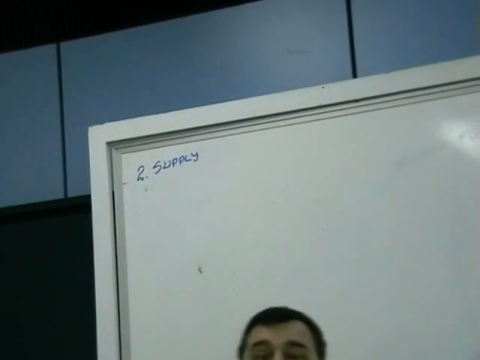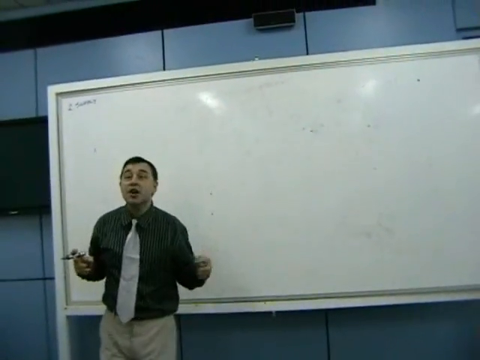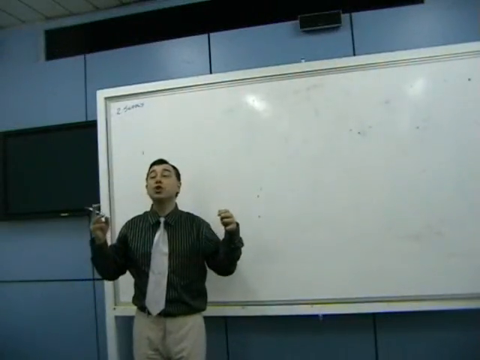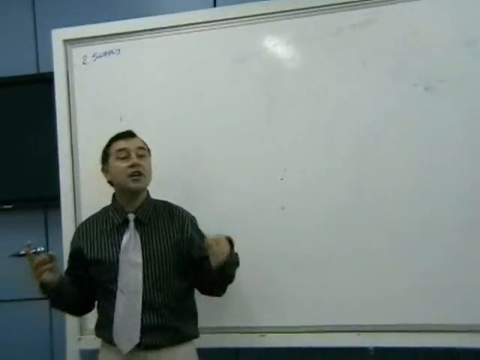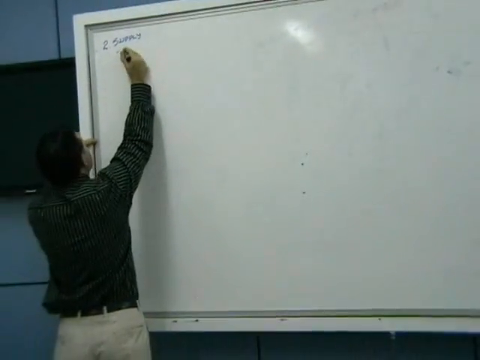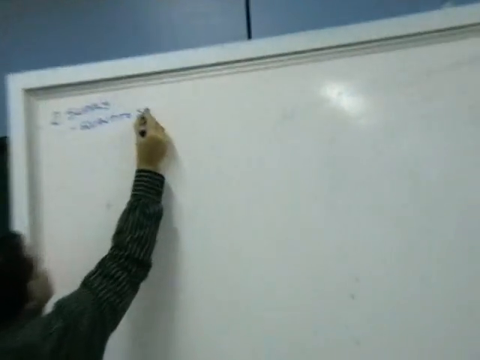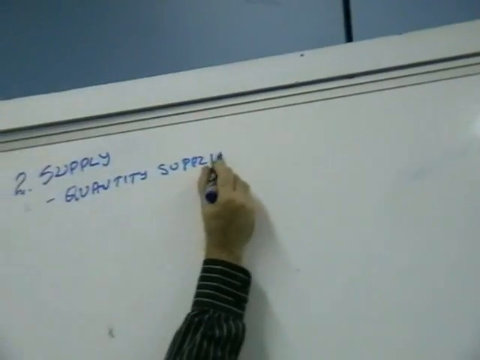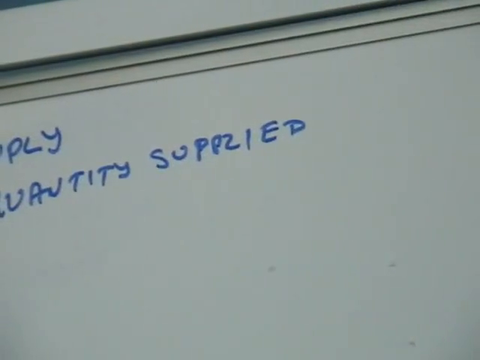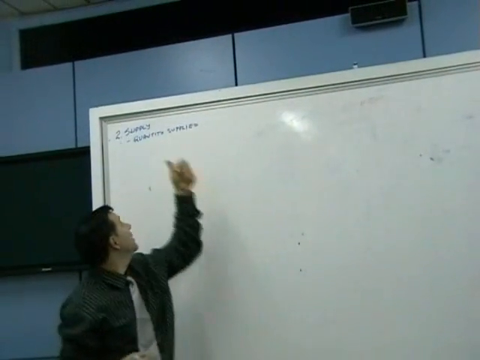Supply. And supply simply represents the producers, we sometimes call them suppliers' willingness to supply a particular quantity at a given price. So we have here the concept of quantity supplied, and the concept is identical in logic to the concept of quantity demanded.